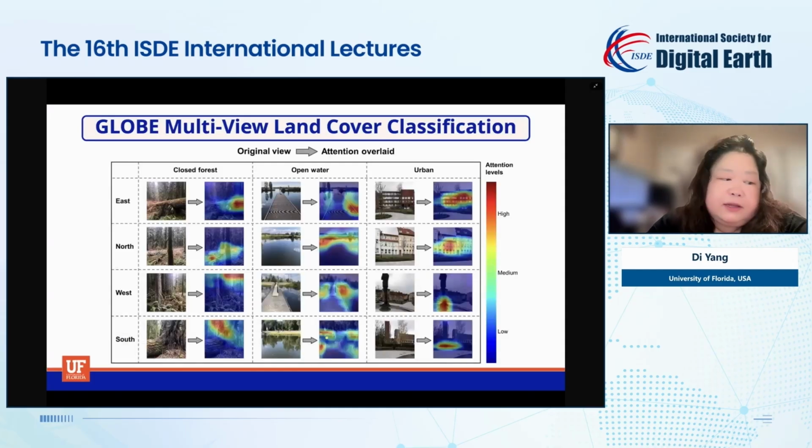So we are also doing a lot of protocol improvement. For example, this is a results combination of the original view and the attention overlay. The more red the color, the higher the level of attention to decide which class the image belongs to. So we can see that they are making great contributions to the classification protocol of the NASA Globe Observer.